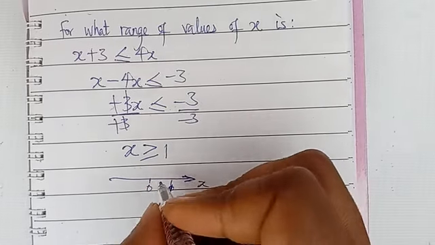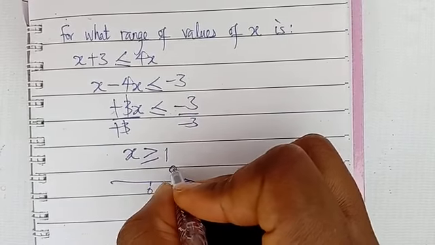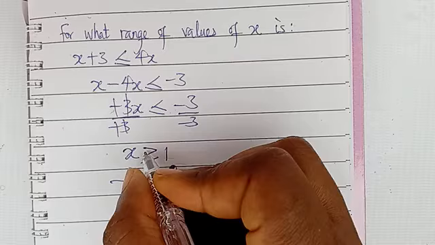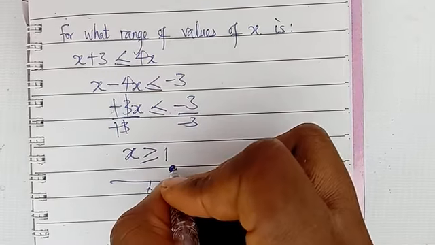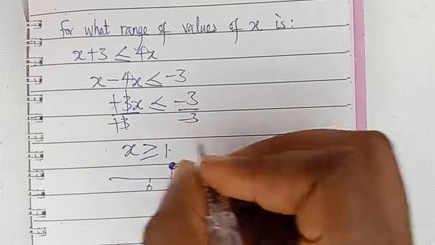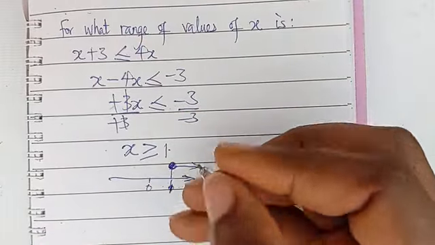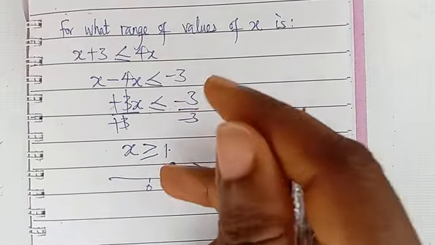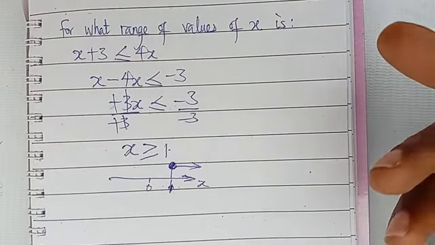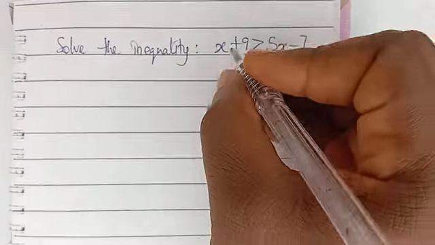So this is for the x-axis, right? We put our searchlight on 1, and it's going to be shaded. Why? Because this is or equal to, and it's going to be facing this side, just like the inequality sign is facing. So for what range of values? It's from 1 and above: 1, 2, 3, and the rest of them.